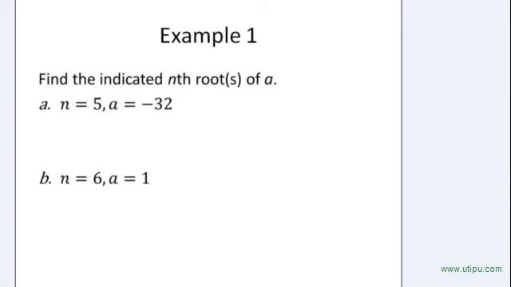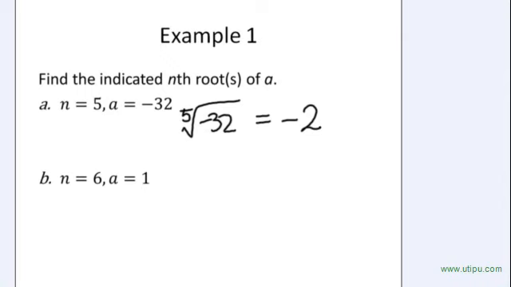Let's find the indicated roots of a. Example A, we want to find the fifth root of negative 32. So we're asking ourselves, what could I multiply by itself 5 times to equal negative 32? Well, I know it has to be a negative number because a negative multiplied by itself an odd number of times will be negative. And I know it's going to have to be something small because I'm multiplying it 5 times. So let's try 2. 2 times 2 is 4, times another 2 is 8, times another 2 is 16, times a fifth 2 is 32. So the fifth root of negative 32 is negative 2.